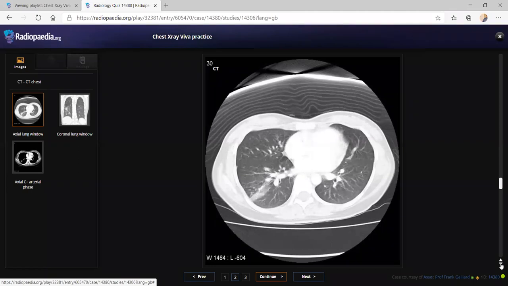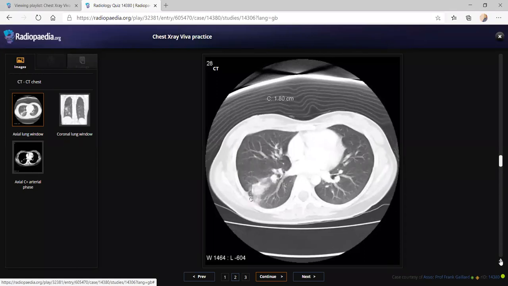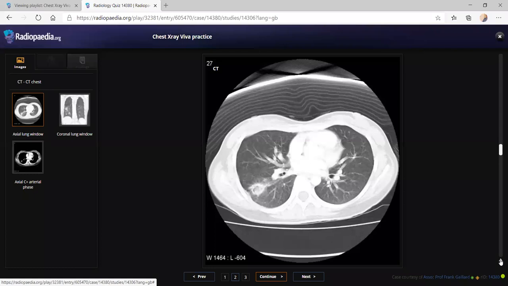What will you expect in the blood counts when you see this air crescent sign? I'm not sure of that. Is it a good prognostic sign or a bad prognostic sign? No. This is absolutely a bad sign because it shows the invasion into the lung parenchyma.